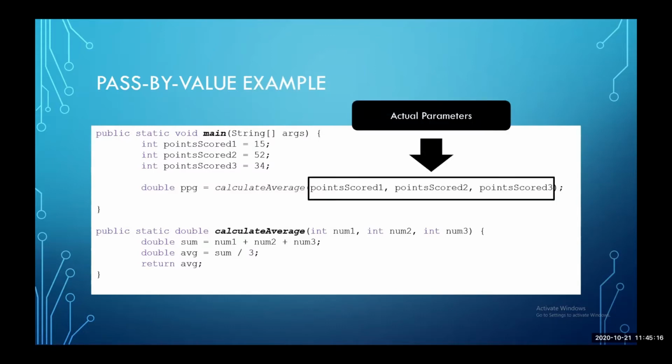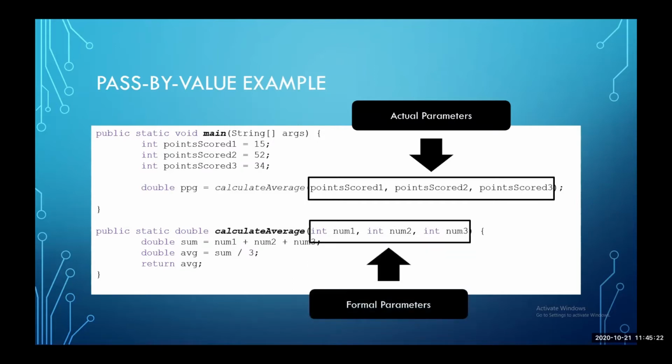So those are my actual parameters. And where my method is declared are my formal parameters. Okay. Actual and formal. Actual are the ones I'm actually passing. The formal are the ones that are in the method signature and the variables I use inside the method. So down here, I'm using my formal parameters, not my actual.